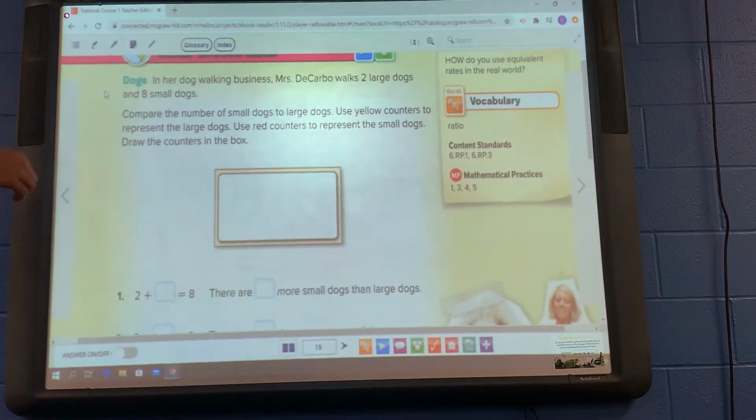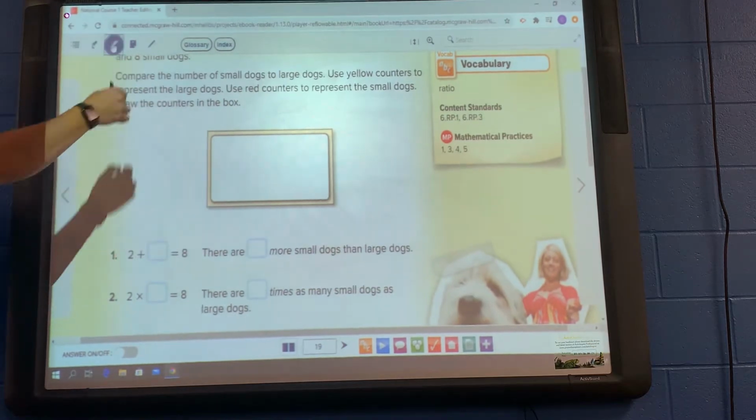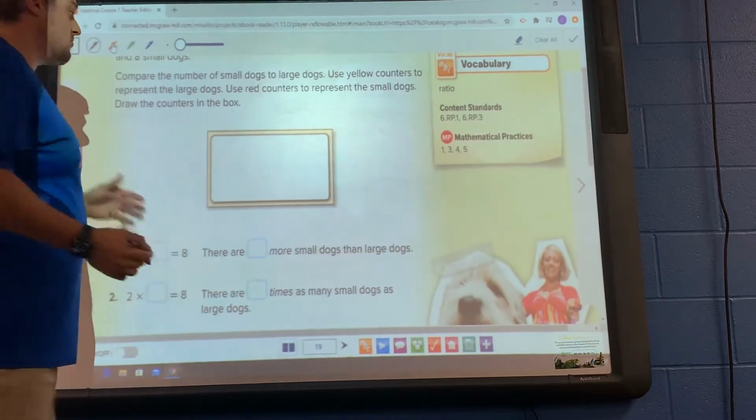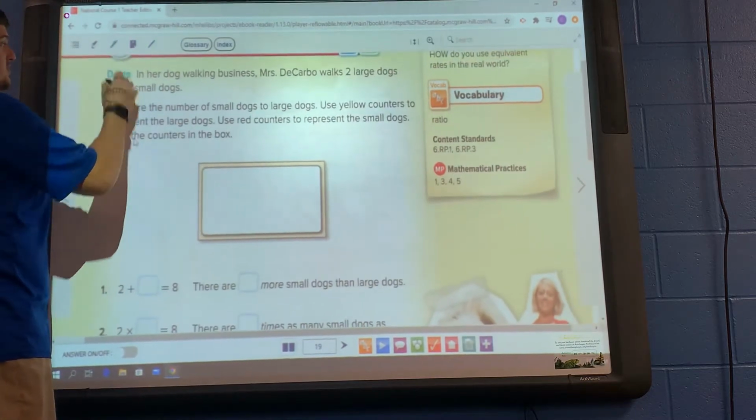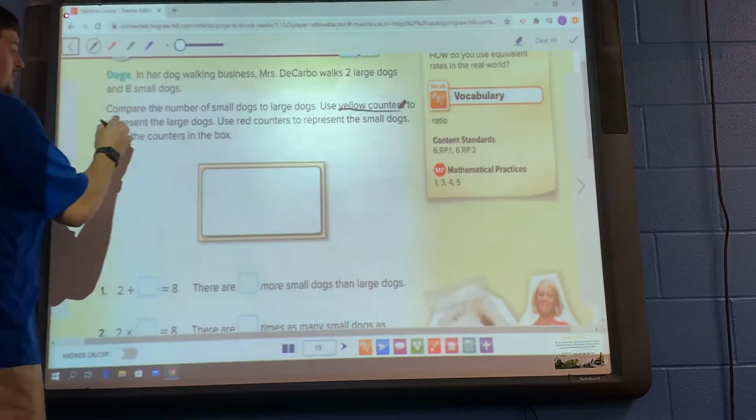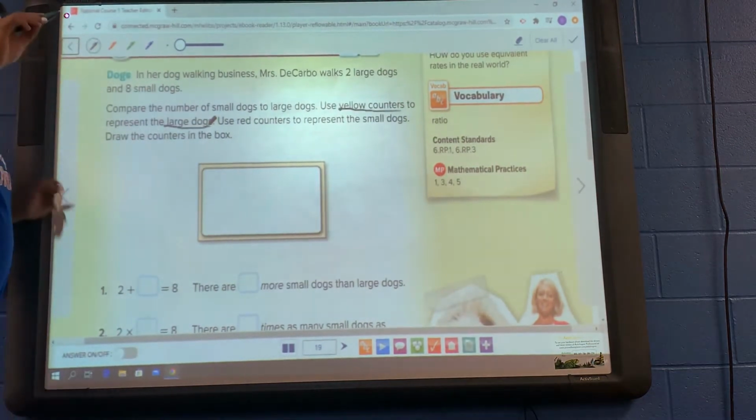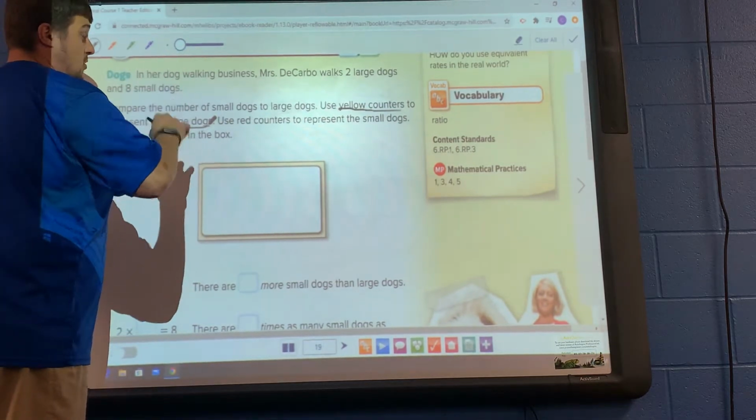In her dog walking business, Mrs. DeCarbo walks 2 large dogs and 8 small dogs. We're going to compare the number of small dogs to large dogs, and they want you to use yellow counters and red counters. Since we don't have any counters available, we're just going to draw circles. Yellow counters are for the large dogs, so we're just going to do a circle, not filled in. There are 8 small dogs and 2 large dogs.